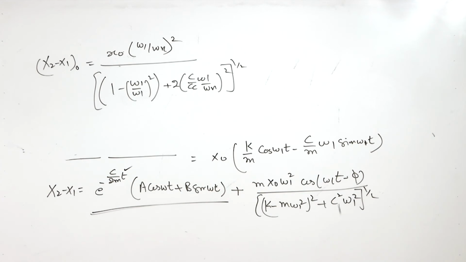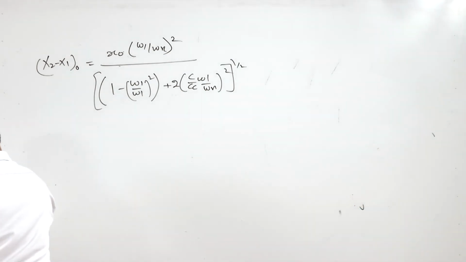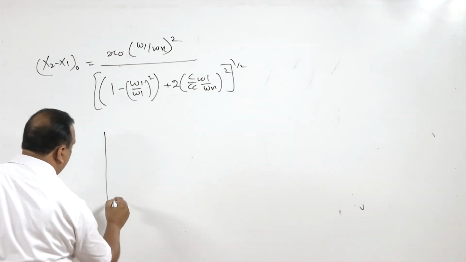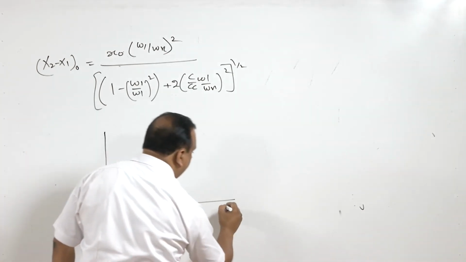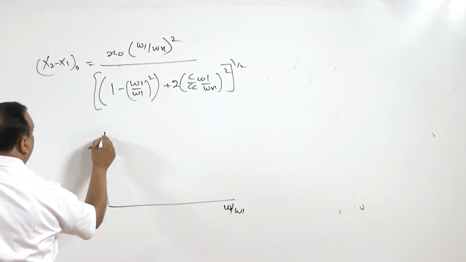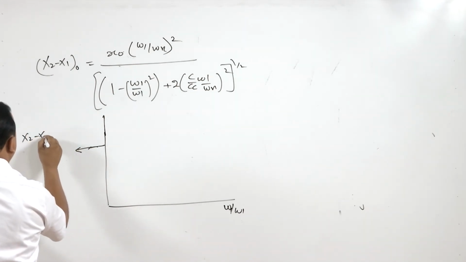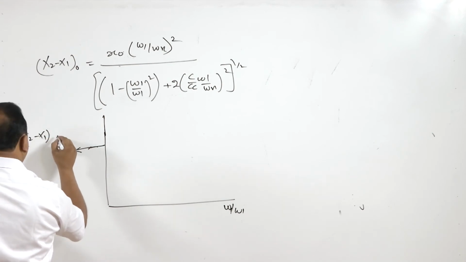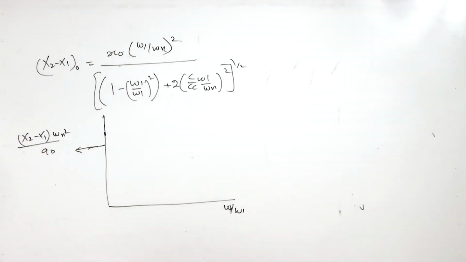Now, if we draw a curve for this, on the abscissa we can take omega 1 by omega n. On the ordinate we will take x2 minus x1 omega n square divided by AO. Now, how we are taking AO: AO is the amplitude of input.